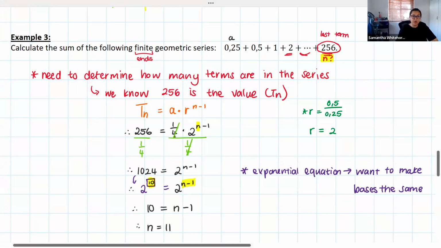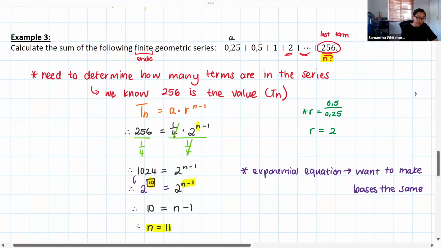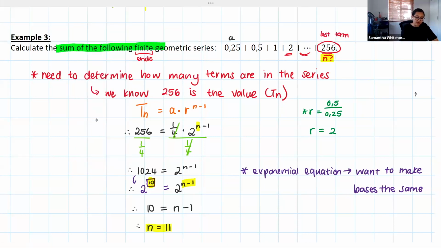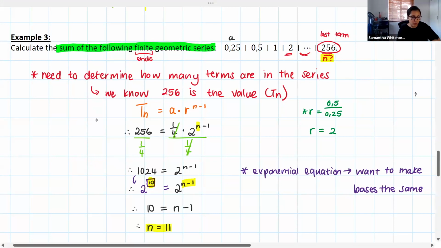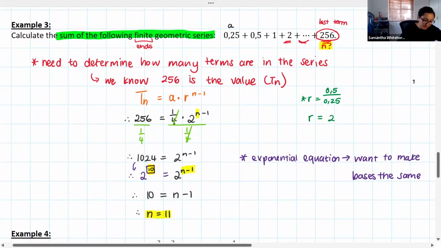Now remember, we haven't actually answered the question yet. All we've done is we've worked out how many terms we have in our series. That's all we've done so far. The actual question is asking me to calculate the sum of the following finite geometric series. So now that I know how many terms there are in my series, I can go and work out the sum. Oh, and of course, I've left myself no space, so we're just going to do it on the side here.